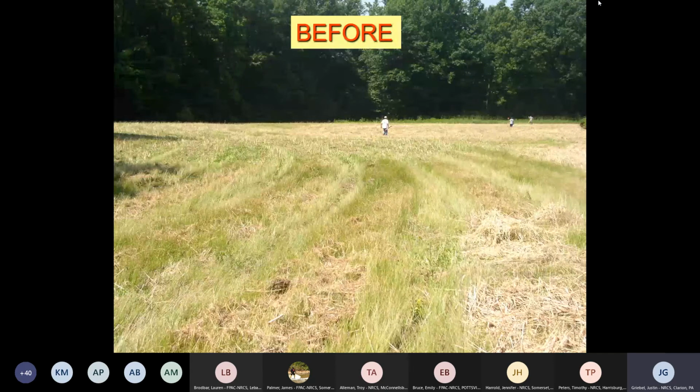And this is a WRP site. We can go into farmlands through the WRP enhancement program and take farmlands that had previously been drained, and we can turn them back into wetland wildlife habitat.